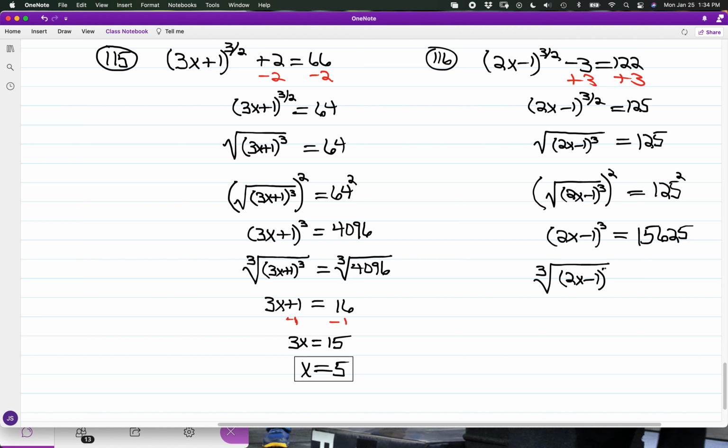And taking the cubic root of both ends, here we'll have 2x minus 1 freed up from the exponent after taking the cubic root, just like 3x plus 1 was freed up. And for the cubic root of 15,625, we have another number that's both a perfect square and a perfect cube, and the cubic root is going to be 25.